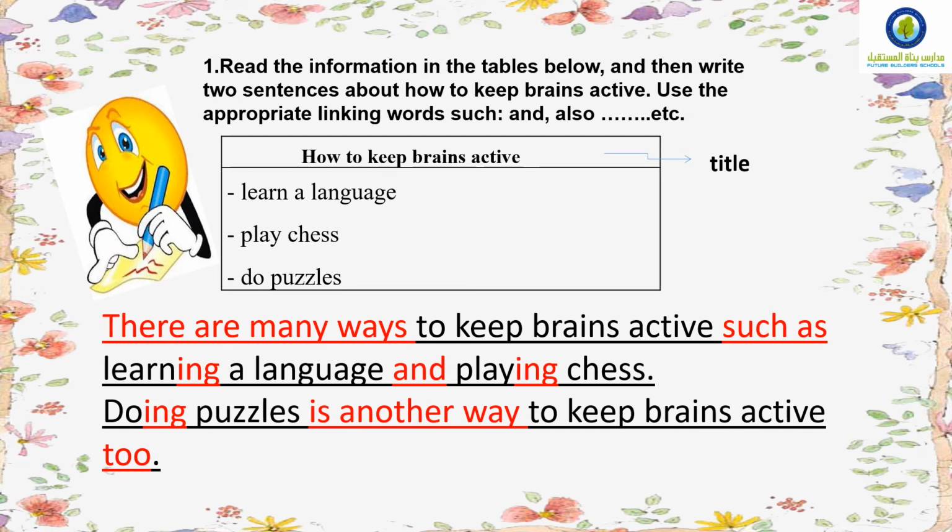Now we have finished the first and the second points. We still have the third one. Do puzzles. So we start with doing puzzles. We add ing to the verb. Doing puzzles is another way to keep brains active too. It means that we add the third point to the first and the second. So by doing these steps, you made the guided writing from a box that starts with how.